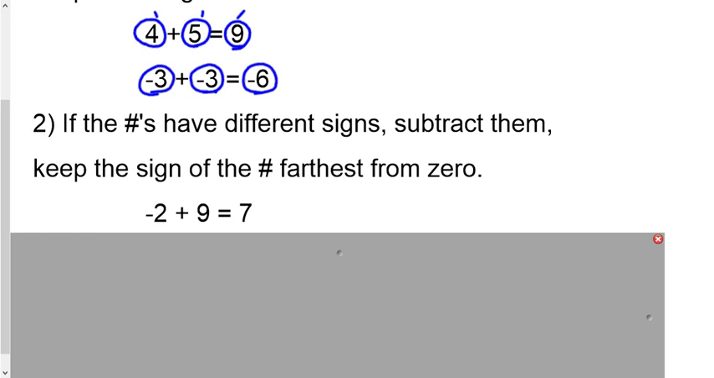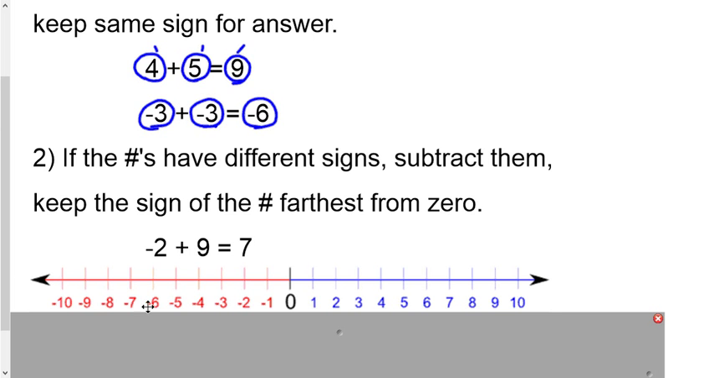Now, let me get a number line up there just to show you that the number line would get you the same answer with that number line method. So, here we go again. Our first number was a negative 2. We need to add positive 9 to it, which means we would go to the right 9 spots. 1, 2, 3, 4, 5, 6, 7, 8, 9. Right here at positive 7.